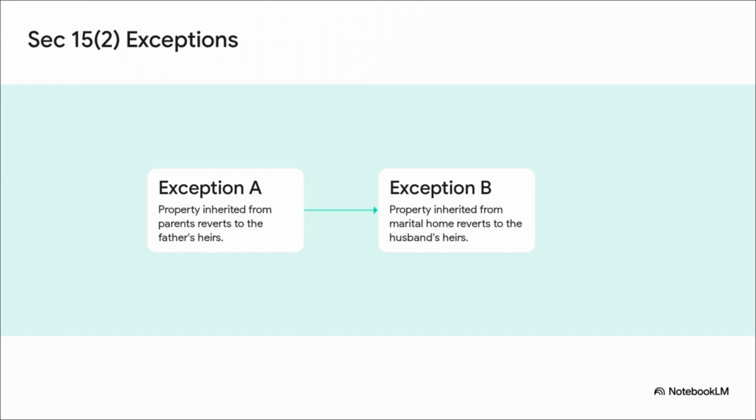If she inherited property from her own parents, that specific property goes back to her father's side of the family. And if she inherited it from her husband or father-in-law, it goes back to her husband's family. It's a legal mechanism designed to ensure property stays within the family it originated from.